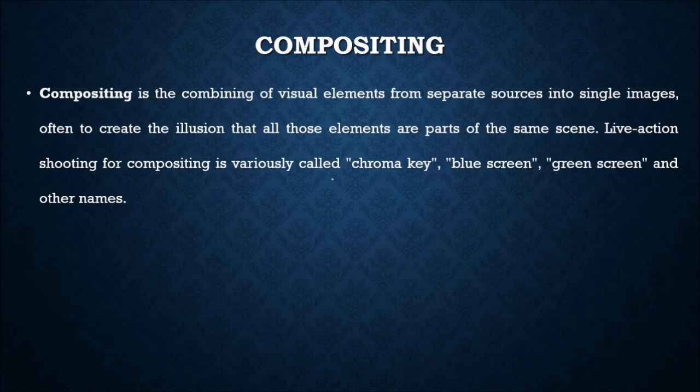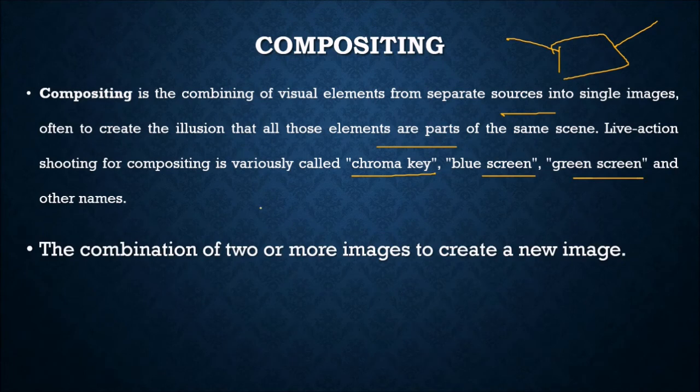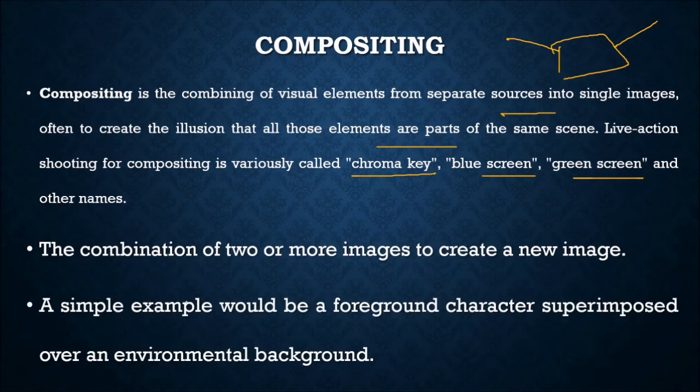Compositing is the combining of visual elements from separate sources into a single image, often to create the illusion that all those elements are part of the same scene. Live action shooting for compositing is variously called chroma key, blue screen, green screen, and other names. So the combination of two or more images to create a new image is also compositing. A simple example would be a foreground character superimposed over an environmental character or background.